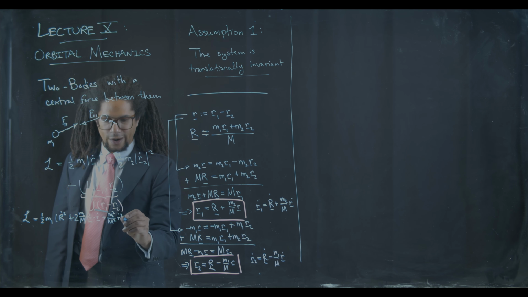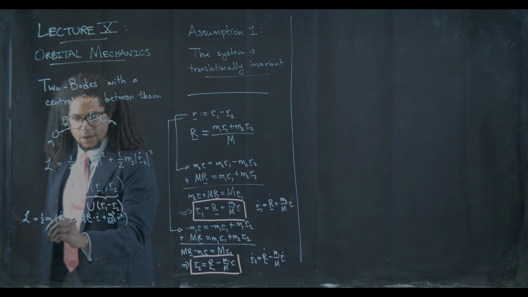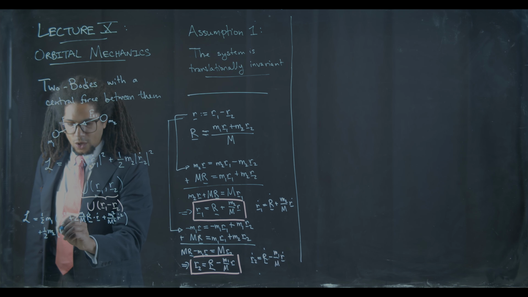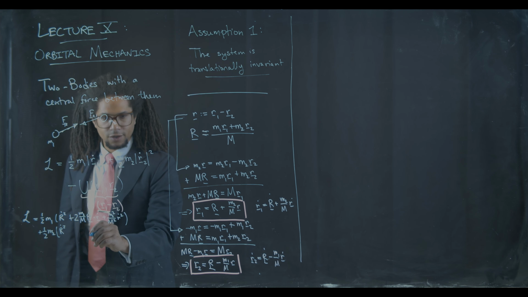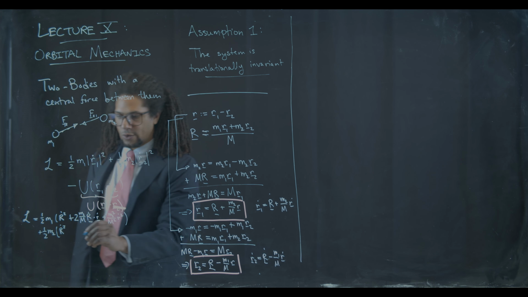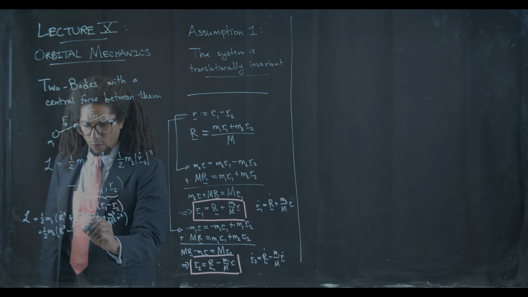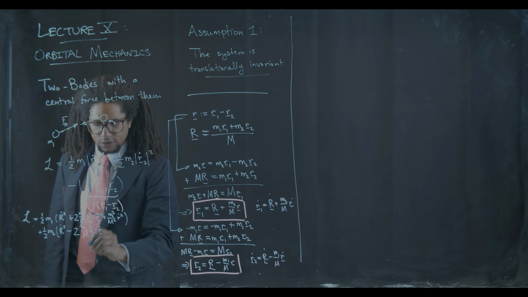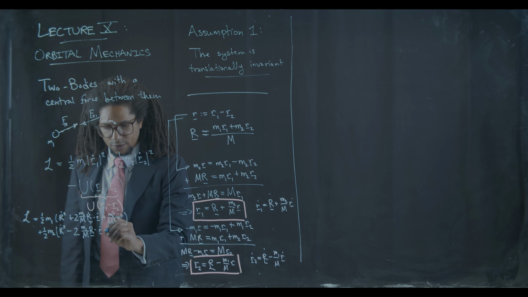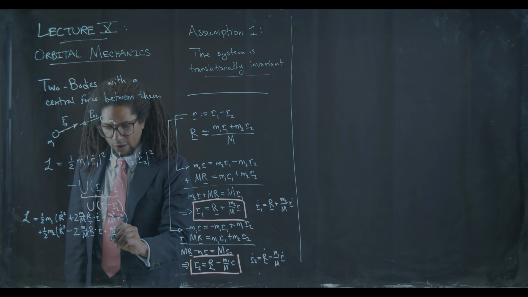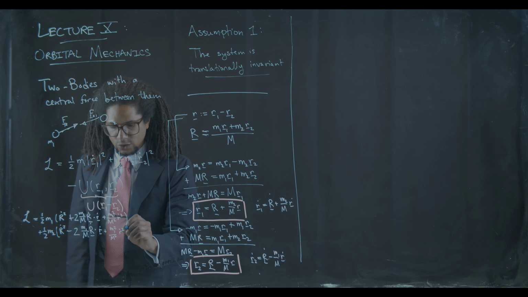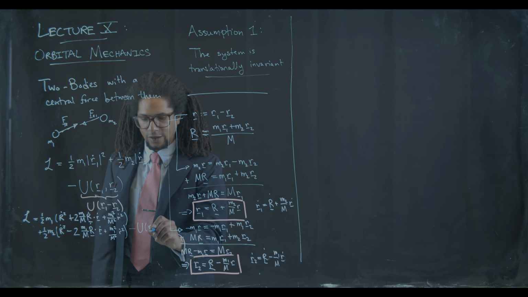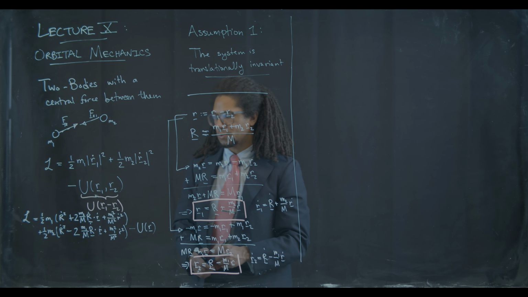All right, now for my second term, I'll have 1 half m2 capital R dot squared. Then here I have a minus sign, so I have minus 2 m1 over capital M, capital R dot, little r dot, plus m1 squared over capital M squared, little r dot squared. Then finally I have minus u of r. That's the whole reason that we've made this substitution in the first place.